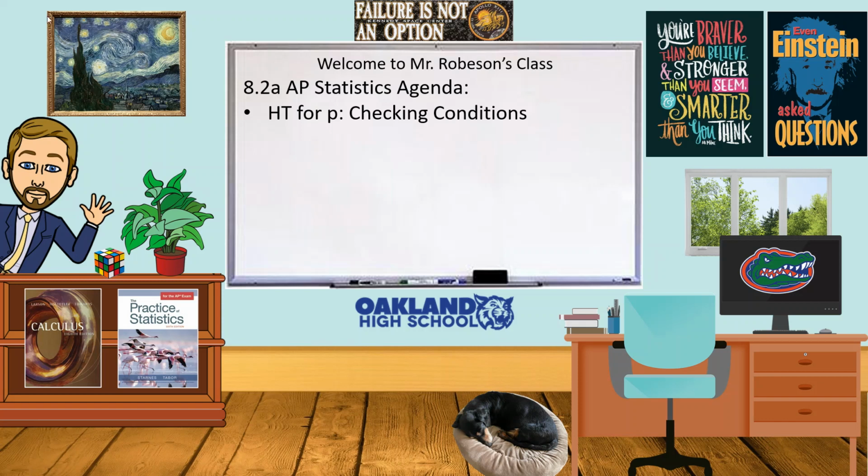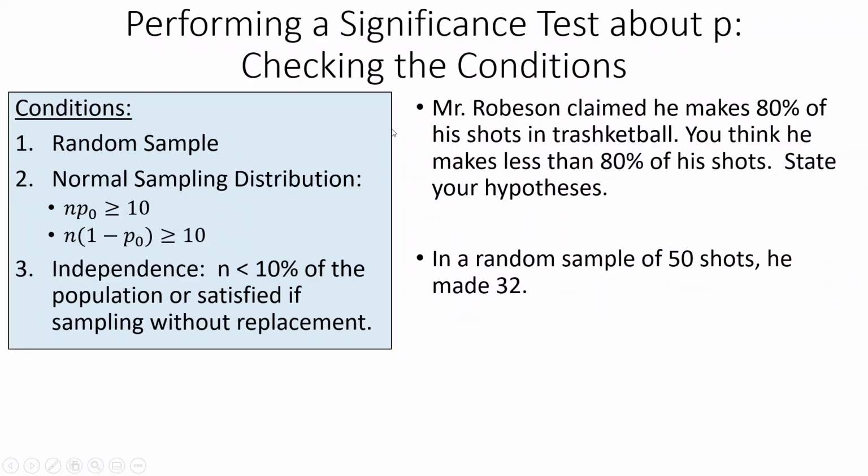We're doing 8.2 today. We're starting to look at how to actually take hypothesis tests for proportions. We're going to start by just looking at how to check the conditions. All right, so first off, our conditions are very similar to what they were for confidence intervals.